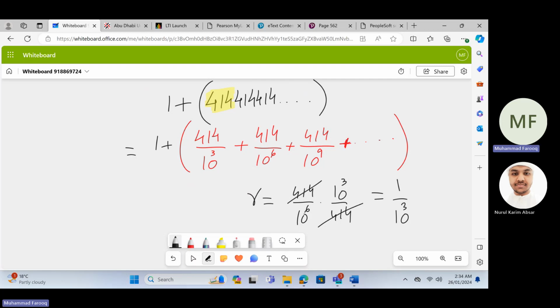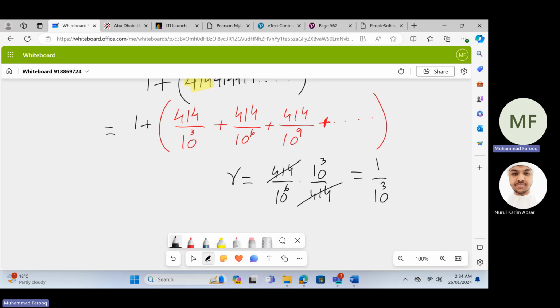So one thing is confirmed: this question is a geometric series with common ratio 1 by 10 power 3. Any question here? Just wait, at the end we have to add one. Next divide previous. That's why I told you I'm working only on the bracket part.